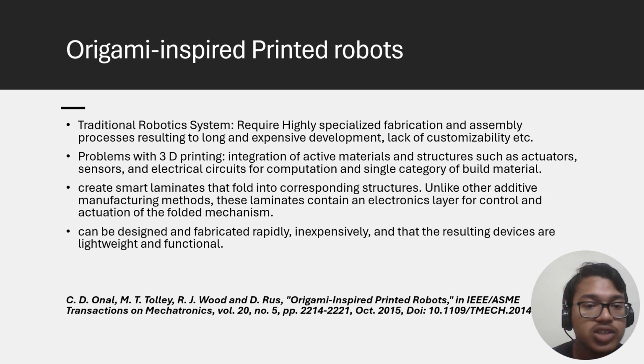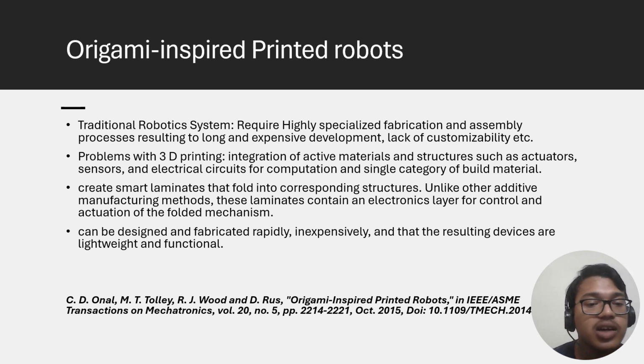Traditional robotic systems require highly specialized fabrication and assembly processes, which results in long and expensive development, and they also lack customizability. To overcome this problem, you can use 3D printing. But the problem with 3D printing is that the integration of active materials and structures such as actuators, sensors, and electrical circuits for computation are out of reach. Also, in 3D printing we can use only a single category of build material, or at max two, not more than that.